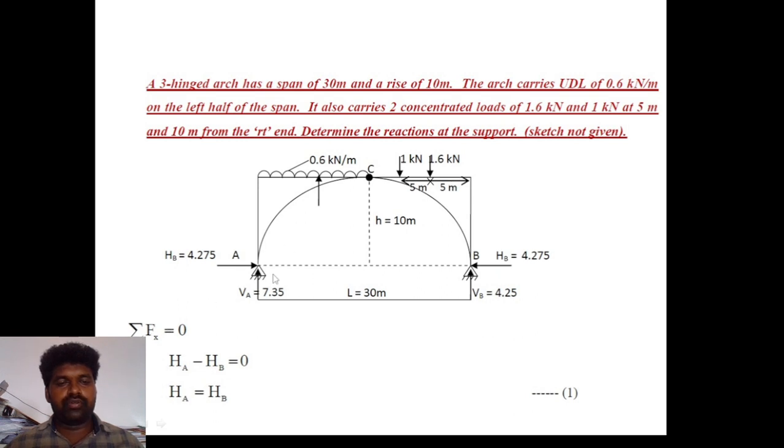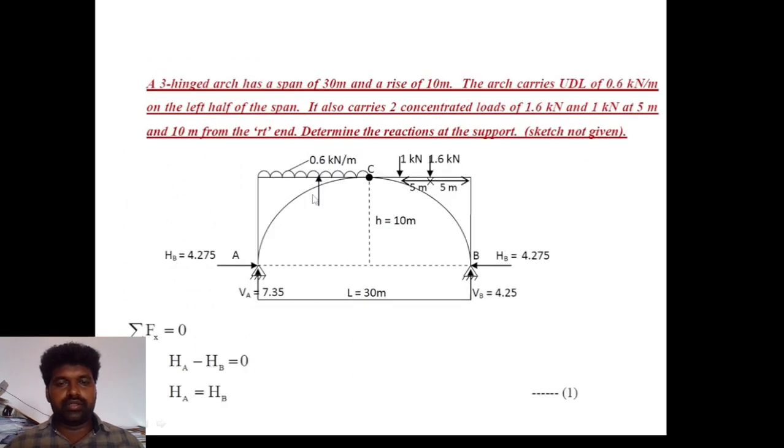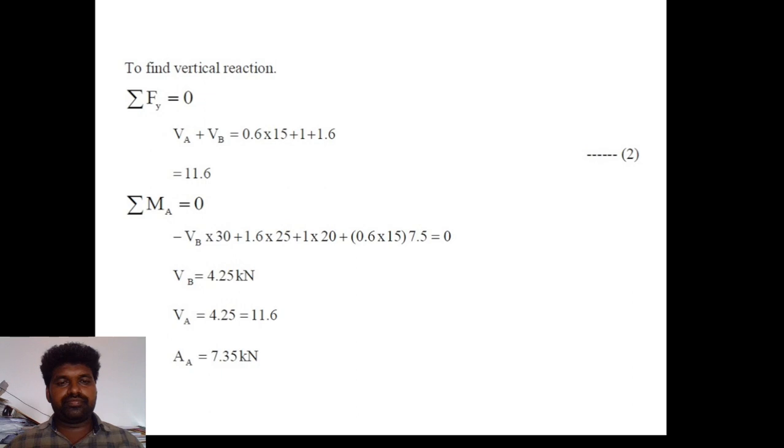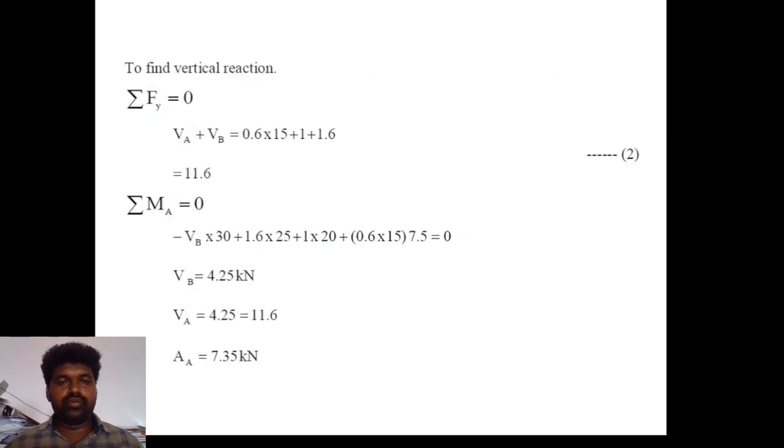First, summation of Fx equal to 0, that means HA minus HB equal to 0. So HA equals HB. For vertical reaction, summation of Fy equal to 0, Va plus Vb equals 0.6 into 15 plus 1 plus 1.6. The span of the arch is 30 meters, and here A to C is 10 meters, so 0.6 into 10. Here 30 by 2 equals 15. So 0.6 into 15 plus 1 plus 1.6 is 11.6.